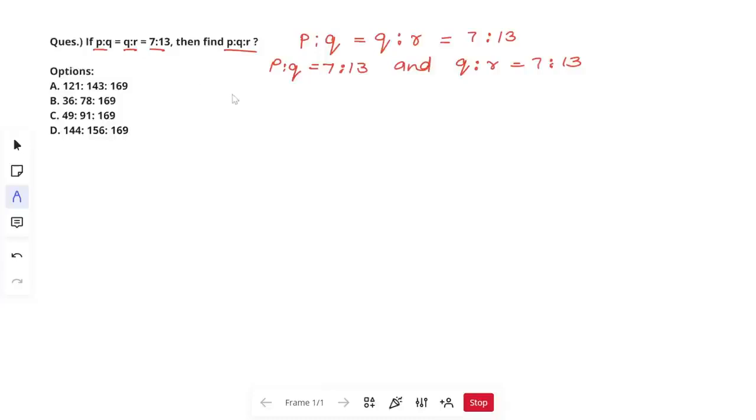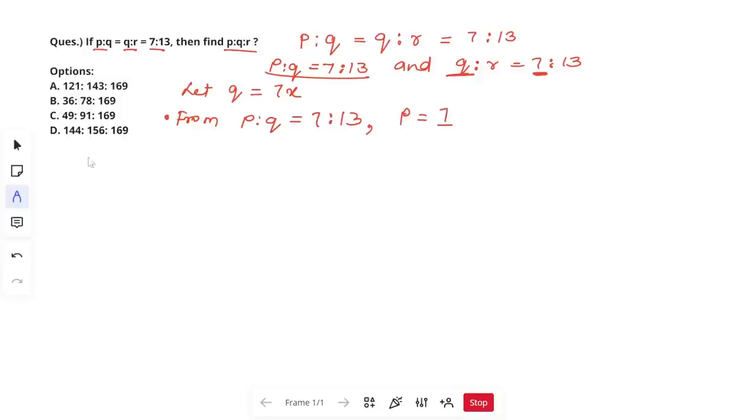Now what we will assume is our value of Q, let us consider that Q is equal to 7x. Okay. Since Q has the ratio 7, that is why we have assumed Q is equal to 7x. Now we will substitute the values from P is to Q is equal to 7 is to 13, which is this first equation. Here we are substituting the value of P. So P can be written as 7 by 13 Q, right?